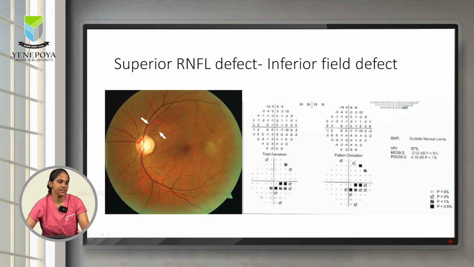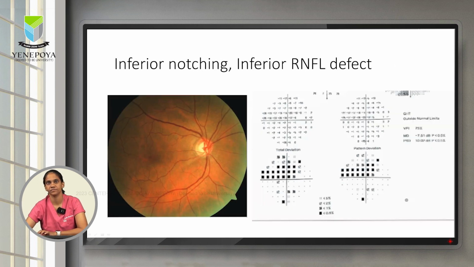Then in this there is a superior RNFL defect shown by arrow marks right here, and you can see an inferior paracentral scotoma. Anderson's criteria again definitely fulfilled. GHT, second criteria done, third criteria mean deviation less than 5% done.